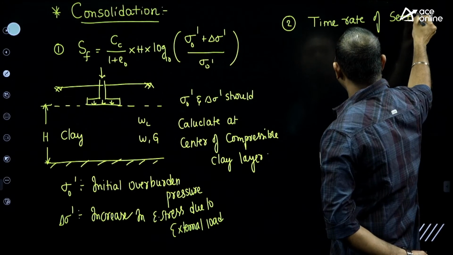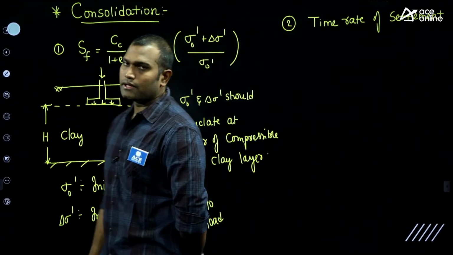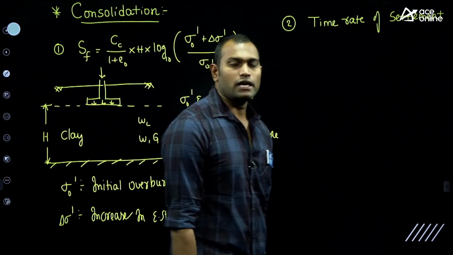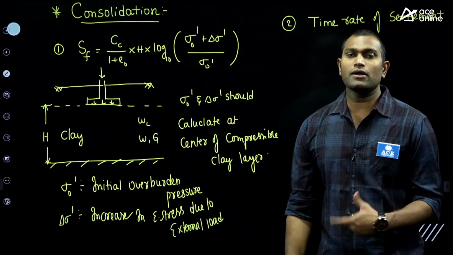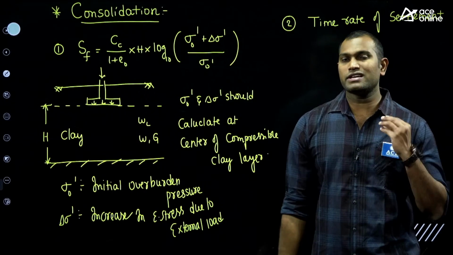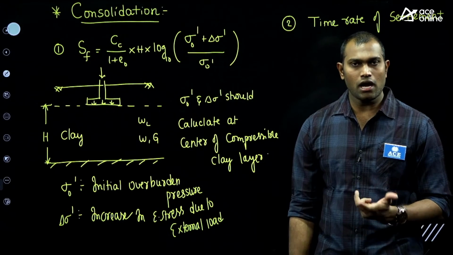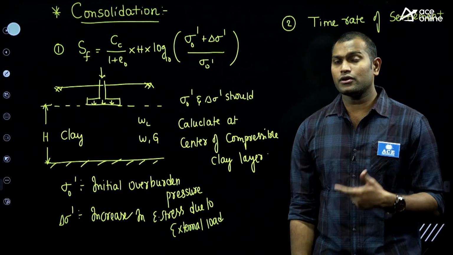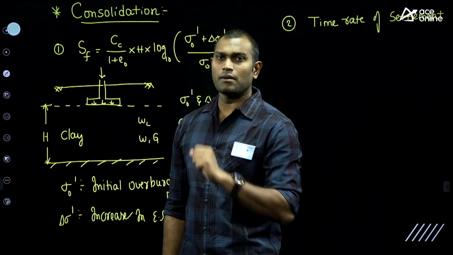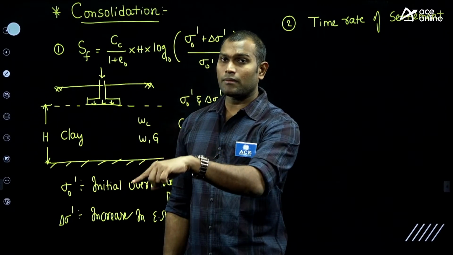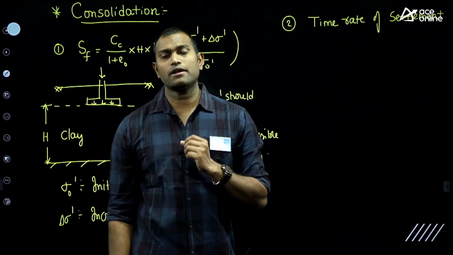Time rate of settlement. If you construct a building and that building gets settled by some certain settlement in certain time, suppose the building or soil got settled by 5 centimeters in 4 years, what would be the settlement at the end of 9 years? Or what would be the time required to cause a settlement of 10 centimeters? Means, if you know for a given time the given settlement, what is the settlement for the other time, or what is the time required for the other settlement? So that is known as the time rate of settlement.